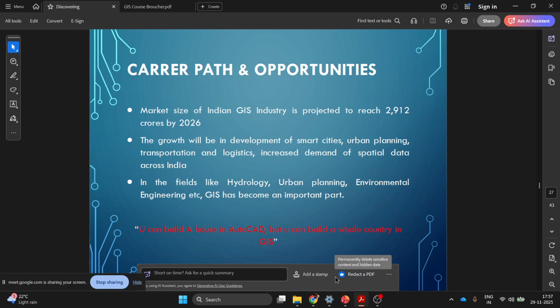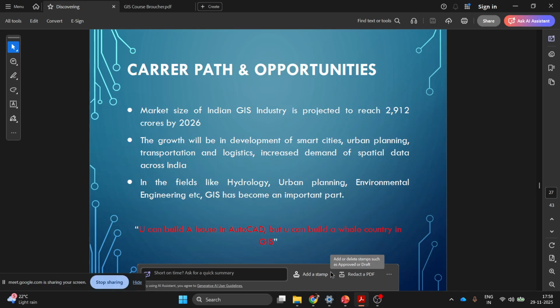There is a saying that you can build a house in AutoCAD. As a civil engineer, we draw a house, we plan a house and do many other things in AutoCAD. But you can build a whole country in GIS. So if you need to build a better world for everyone, GIS is needed.